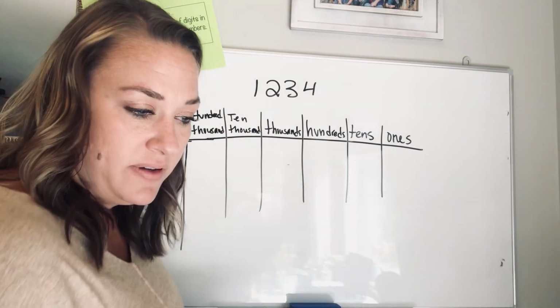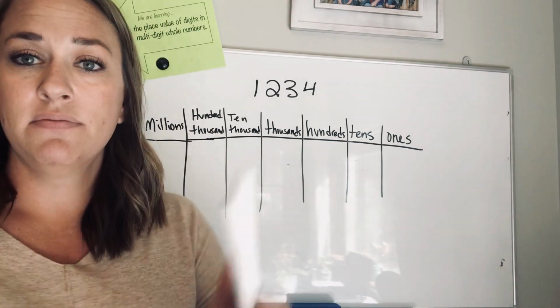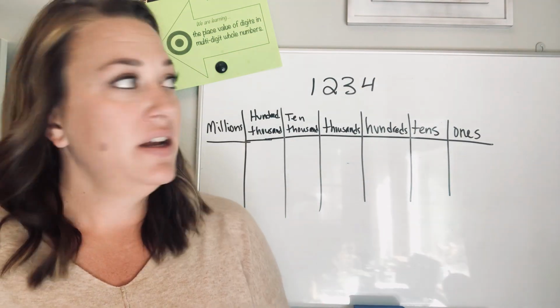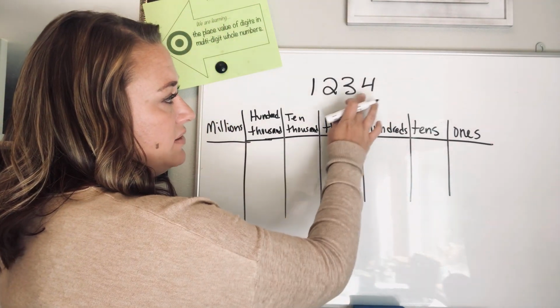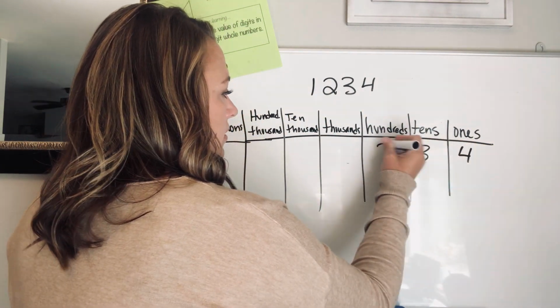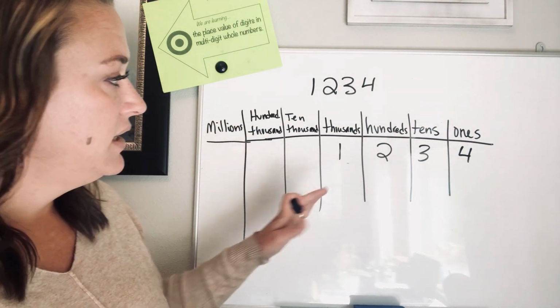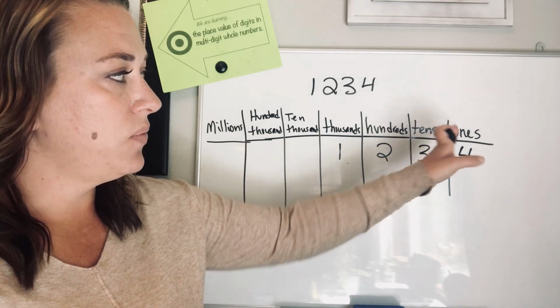Okay, so here we have a number, and it just looks like 1, 2, 3, 4 right now because we have not placed it in our place value chart to really understand what the values of each digit are. So I'm going to take this and put it in my place value chart correctly. There's my ones, tens, hundreds, thousands. And now that's given each digit a value. I have 1 thousand, 2 hundreds, 3 tens, and 4 ones.